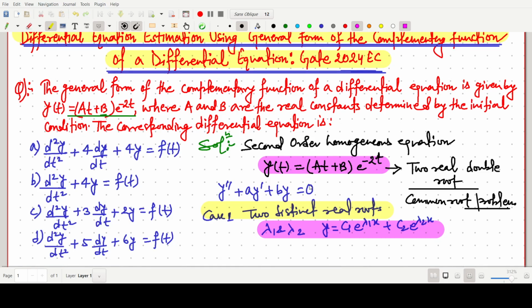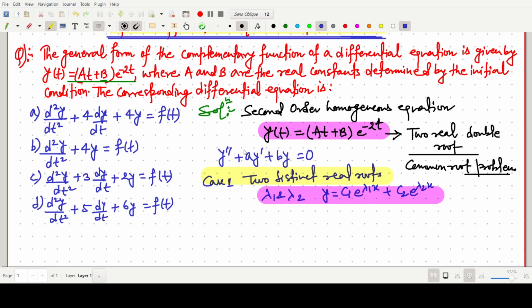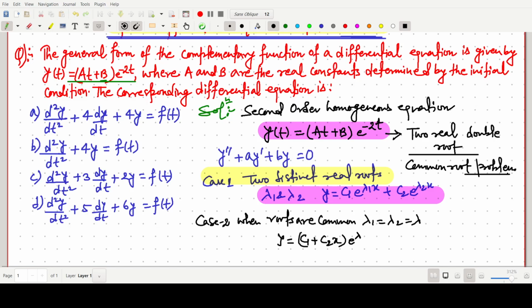Okay, so now I am writing case 2, and after that we will solve this problem. Case 2, when roots are common, meaning lambda 1 equals lambda 2 equals lambda. In this case the solution will be y equals (c1 + c2 x) e^(lambda x). Here y' is dy/dx, but in the question it is dy/dt, so we can transform this, no need to worry about it. Here we are considering y' as dy/dt. So this one is for the common root problem.